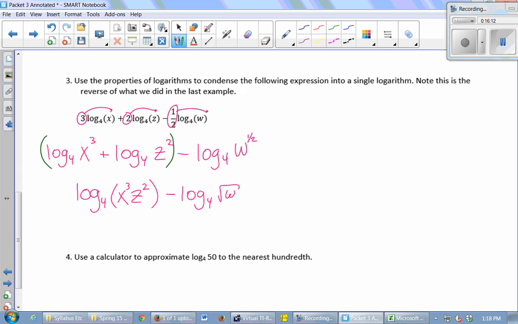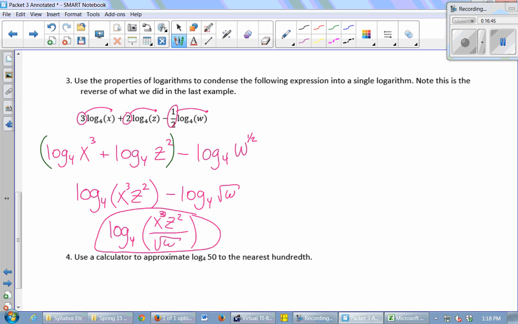Okay, now I'm subtracting two logarithms, right? So what must I have started with? Division, yeah. So this becomes log base 4 of the first one, x cubed z squared, over the second, square root w. So I took that big expanded thing, I applied my rules in reverse, and I compressed it into a single logarithm.